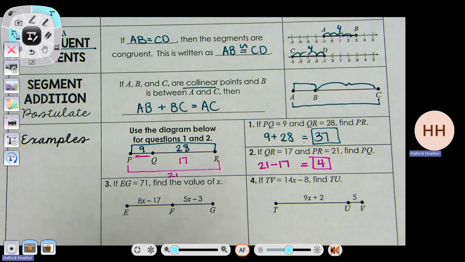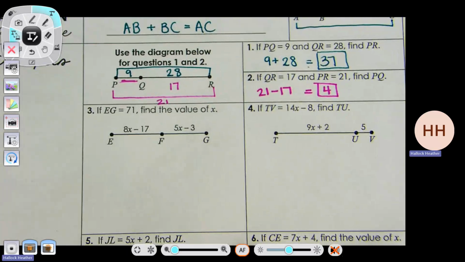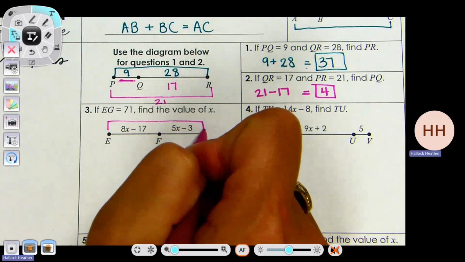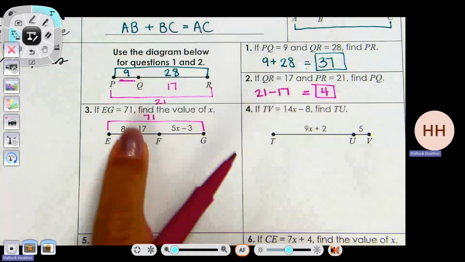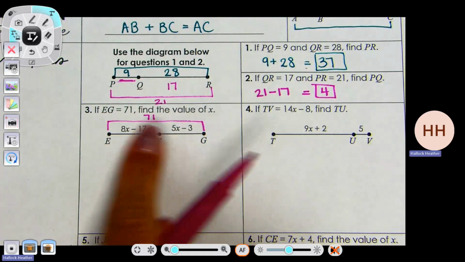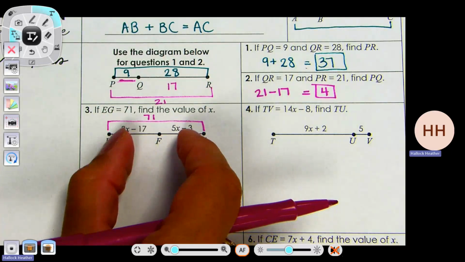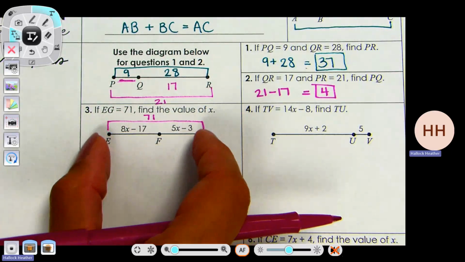Okay, so we go into an actual math problem for like number 3. Number 3 tells me that E to G is 71. I need to find the value of X. So using piece and piece, I'm going to add these little pieces together, and then it's going to equal the whole length of the line.